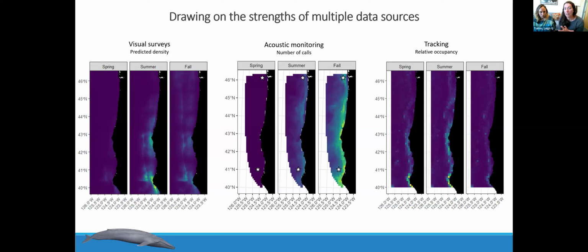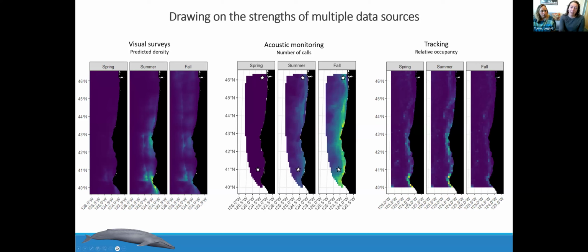So Kate Stafford and Emma Pearson on the acoustics side and Lad Irvine on the tracking side. And each of these different data types has its strengths and also its weaknesses. And so by comparing and combining these, we can draw from the strengths of each and account for the weaknesses of each as well. So that's a real strength when we have these multiple data types.